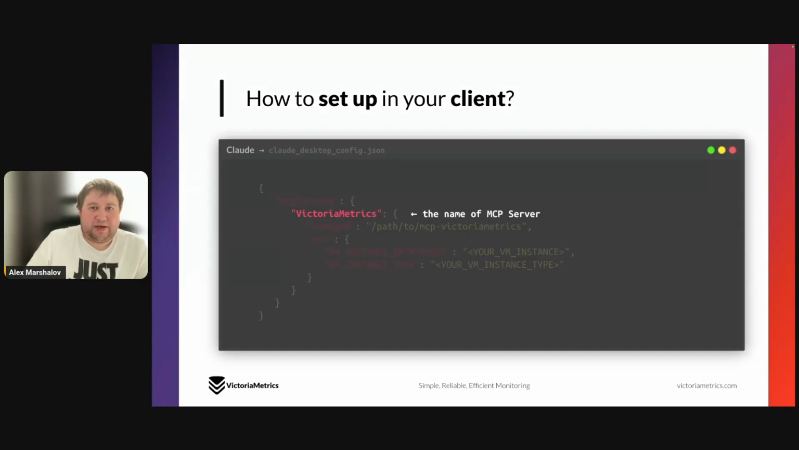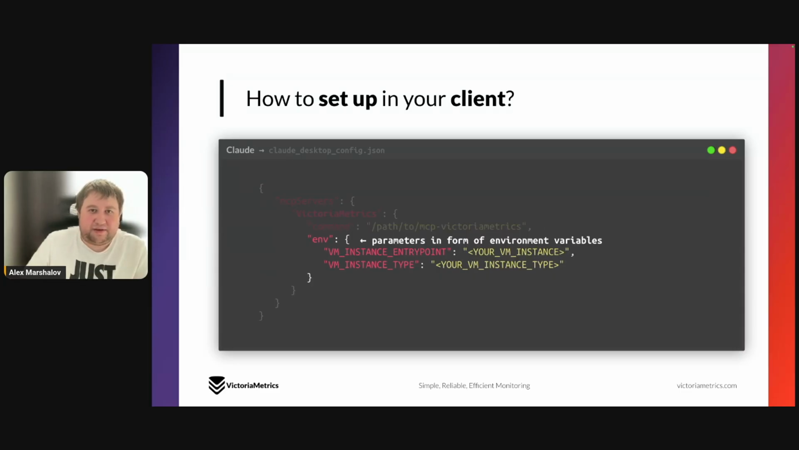And here you can see the name of MCP server in JSON key of this object. The next one that you can see there is the path of command to run the MCP server. Command line arguments for this command can also be specified in args attribute, but I didn't show it there. And the last thing is env attribute with parameters of the MCP server.